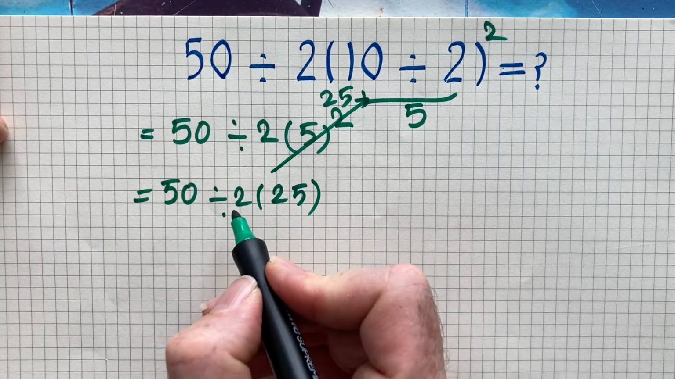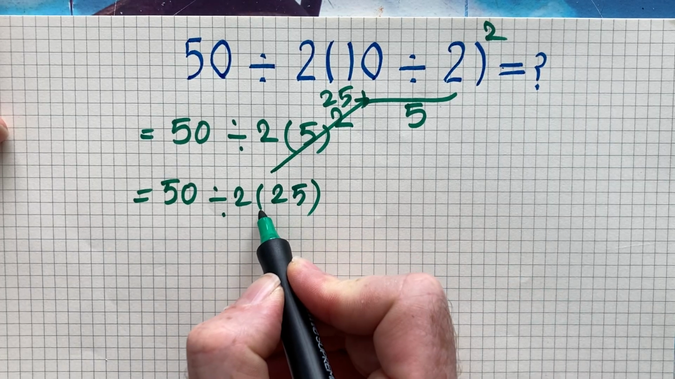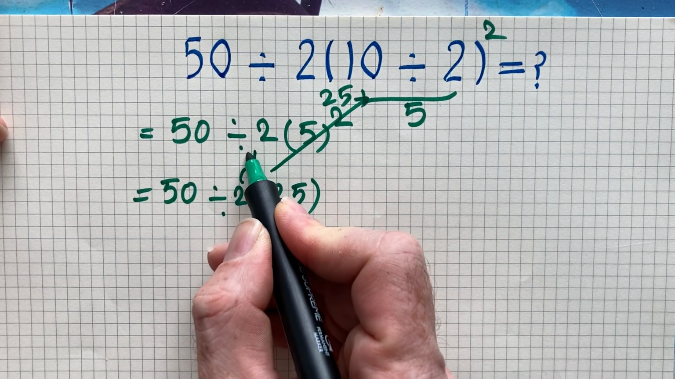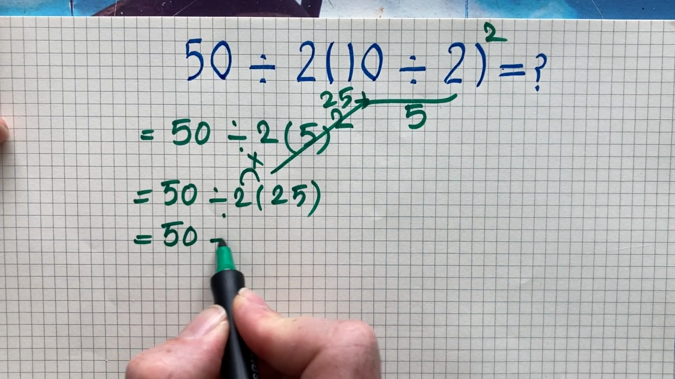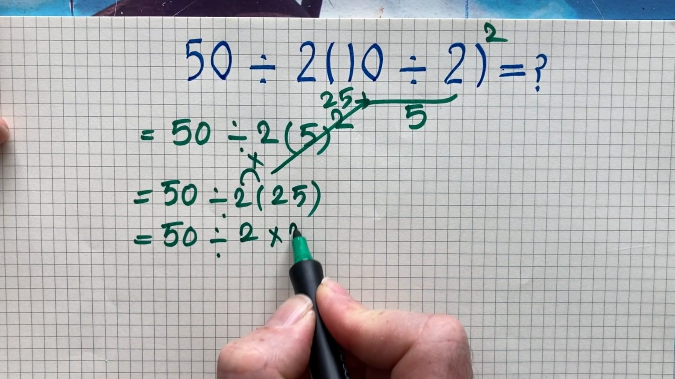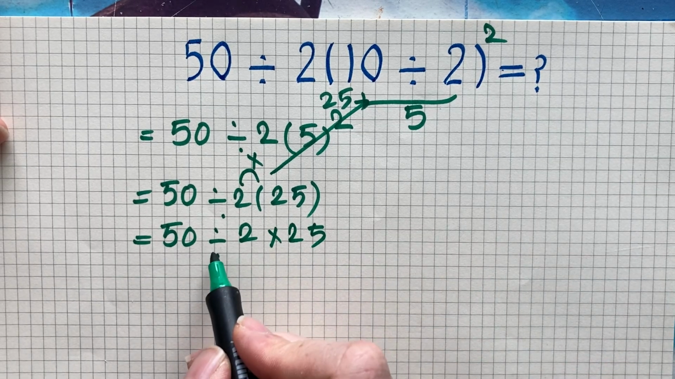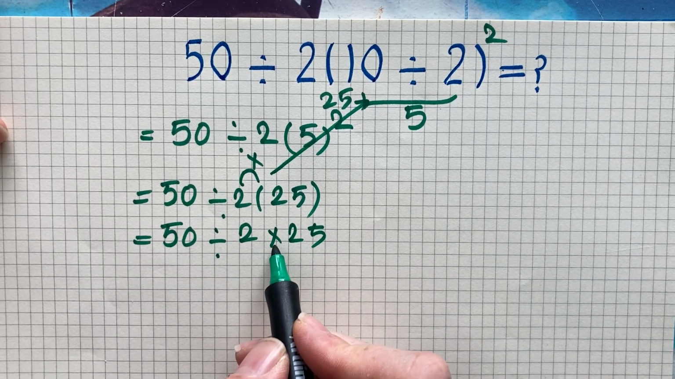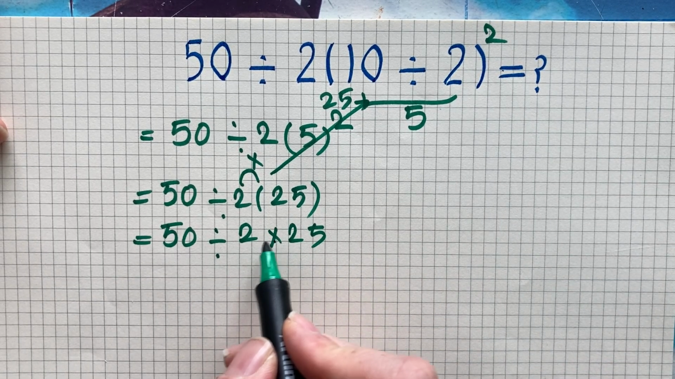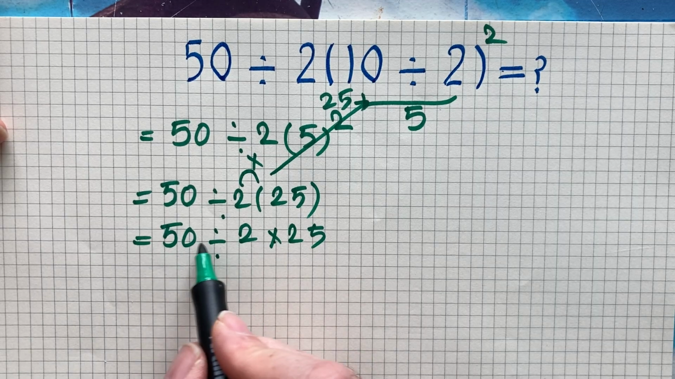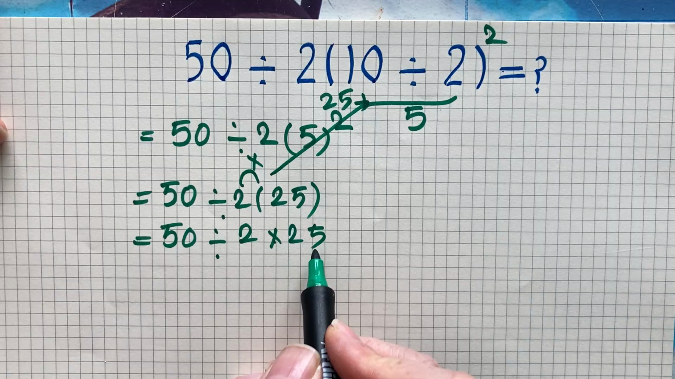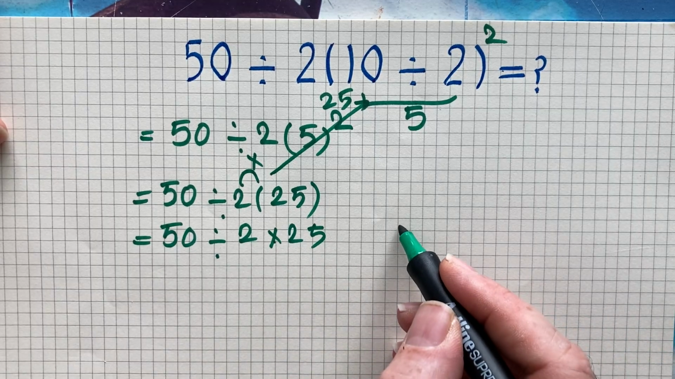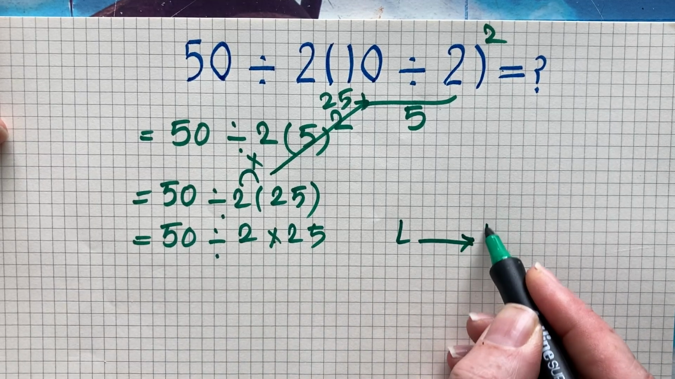At this moment, you need to know that a number next to the parentheses means multiplication. So I write it in the form of 50 divided by 2 times 25. Now we have division and multiplication. Should we start with multiplication or division? In this case, when we have both division and multiplication in one expression, you need to start your work from left and go to the right.